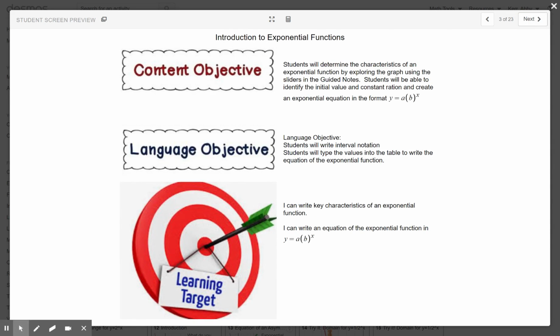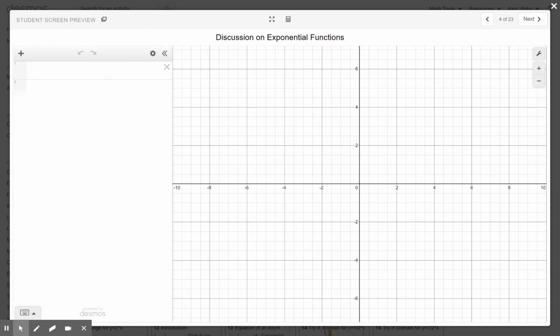Now, in the introduction of exponential functions, students will be able to determine the characteristics of an exponential function by exploring the graph using the sliders in the guided notes. Students will be able to identify the initial value, that should say constant ratio, and create an exponential equation in the format y equals a times b raised to the x. So exponential functions, and you don't really have to write anything in here. Exponential has this format. If you notice, the x is in the exponent.